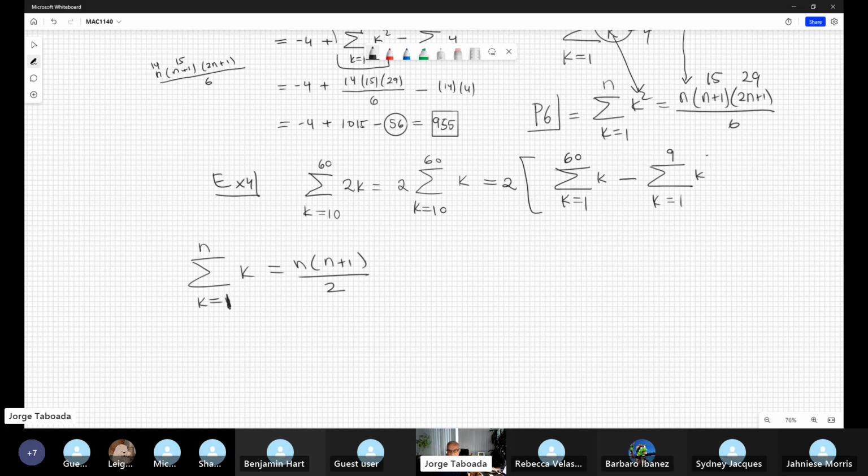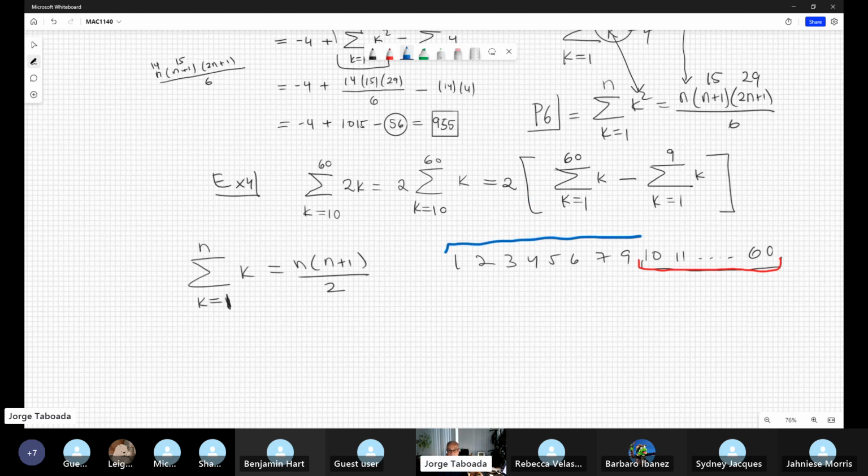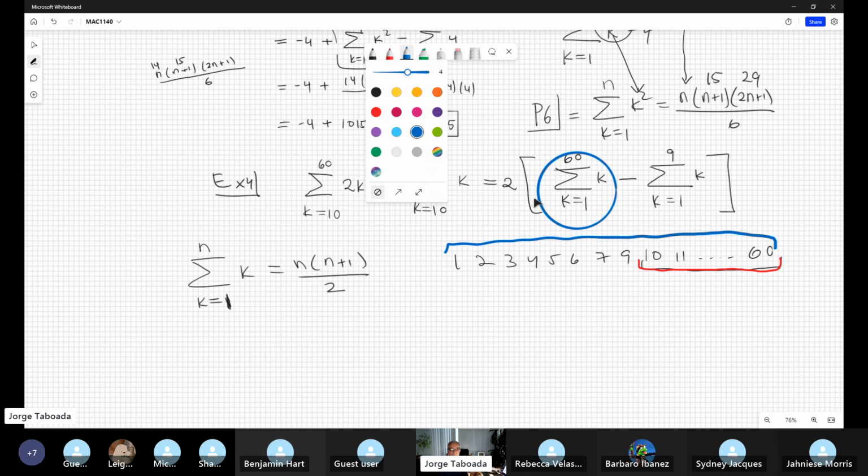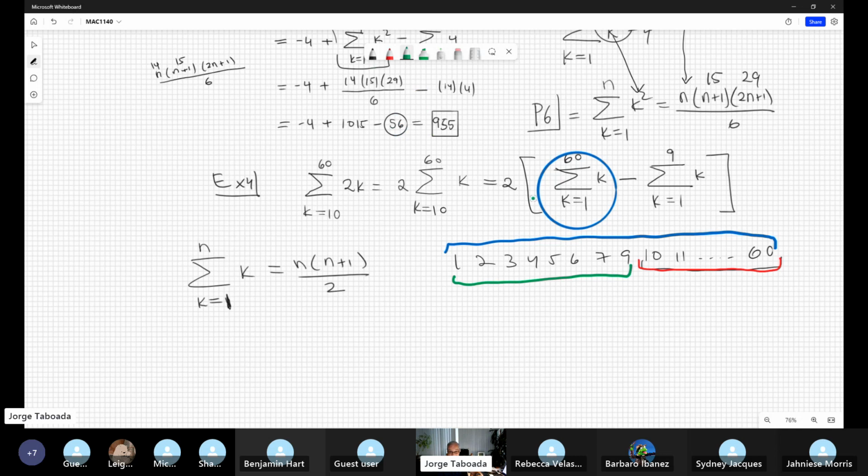Where does this 9 come from? Let me try to explain. Actually, this summation goes to the 10. Look, it's a 1, it's a 2, this is 3, this is 4, this is 5, this is 6, 7, 9, 10, 11. And ending in 60. I need this summation. So one strategy is, you compute the blue summation from 1 to 60. And now you subtract the green summation, which is another summation starting at 1. This is the most important idea. And ending in 9. When you subtract the blue summation minus the green summation, of course you have the red. It's exactly what you need. Do you understand this idea? This is the most complicated, in my opinion, to understand.